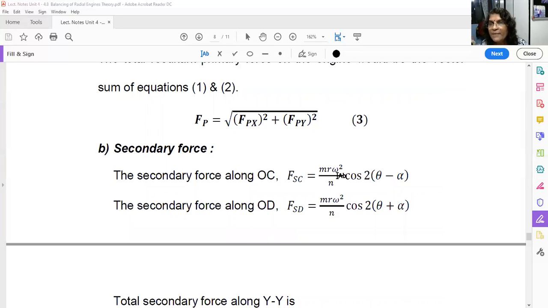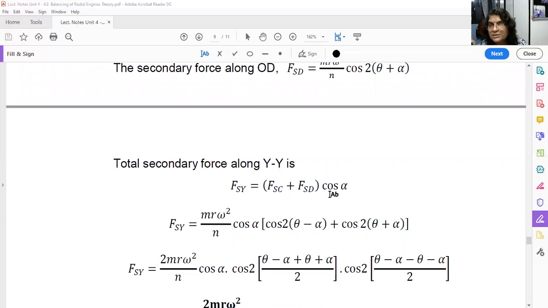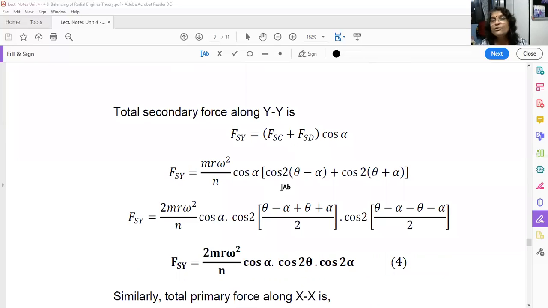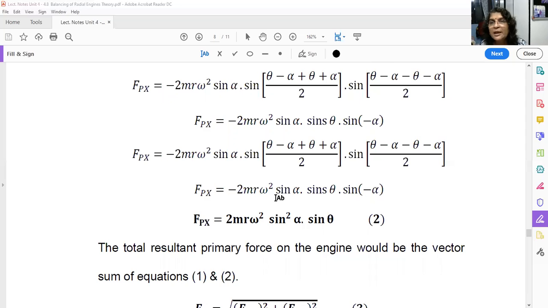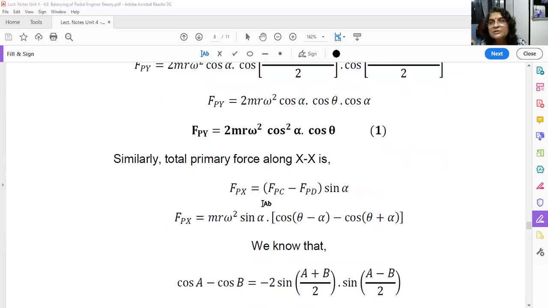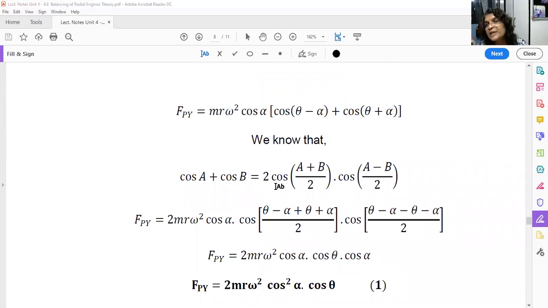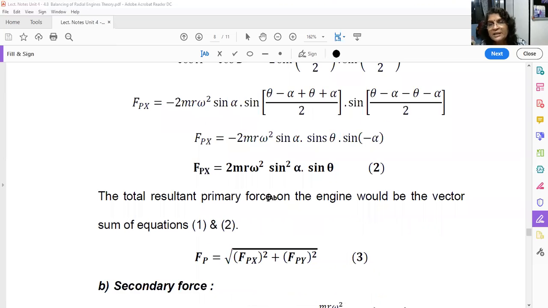So what can you take common? mr omega square upon n. Okay. So mr omega square upon n into this cos alpha as it is. Now what is remaining? Cos 2 theta minus alpha plus cos 2 theta plus alpha. Now again you have to use the formula for cos A plus cos B. What is it? Cos A plus cos B is equal to 2 cos A plus B by 2 into cos A minus B by 2. Okay. So apply this formula here.